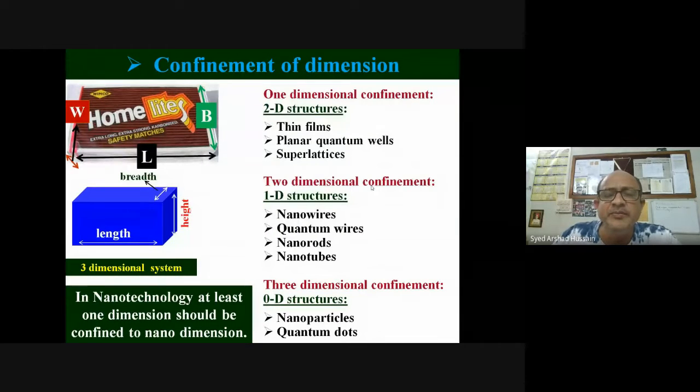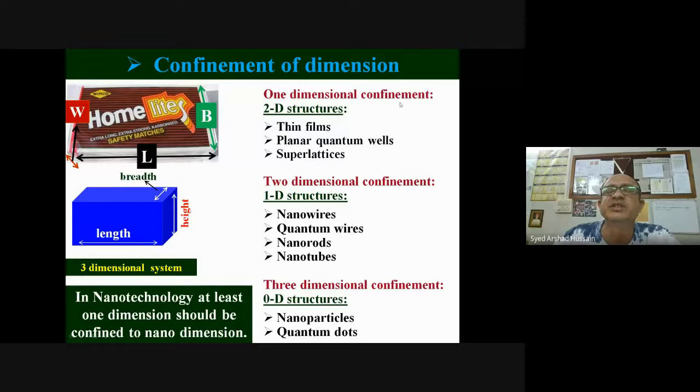And in nanotechnology, this is very important: confinement of dimensions. If you want something to be considered under nanotechnology, you have to confine at least one or more dimensions of physically observable three-dimensional objects so that it can be considered under nano. For example, this is a match box. You have length, breadth, width. So at least you have to cut down one dimension.